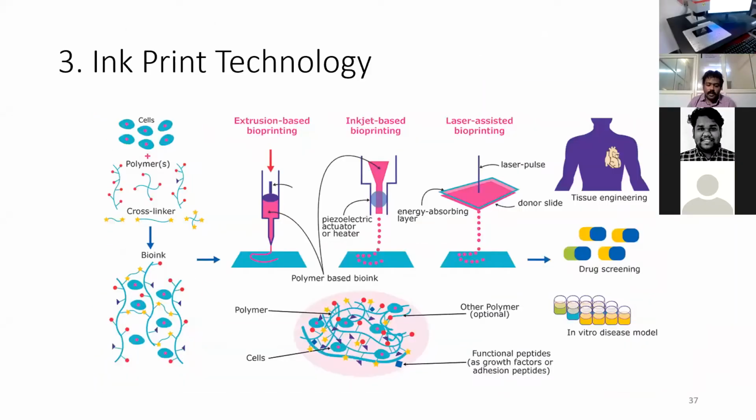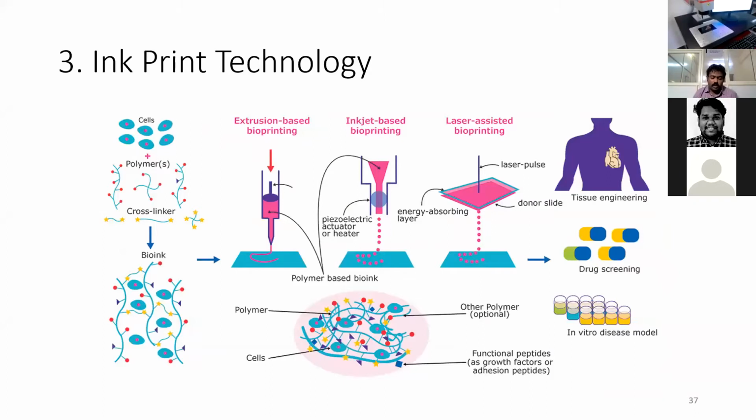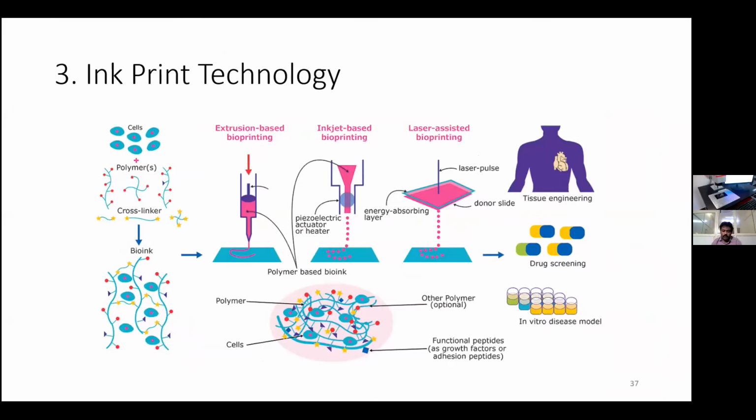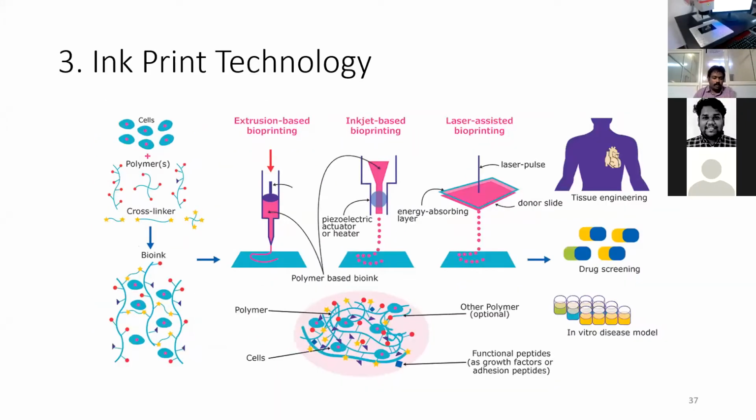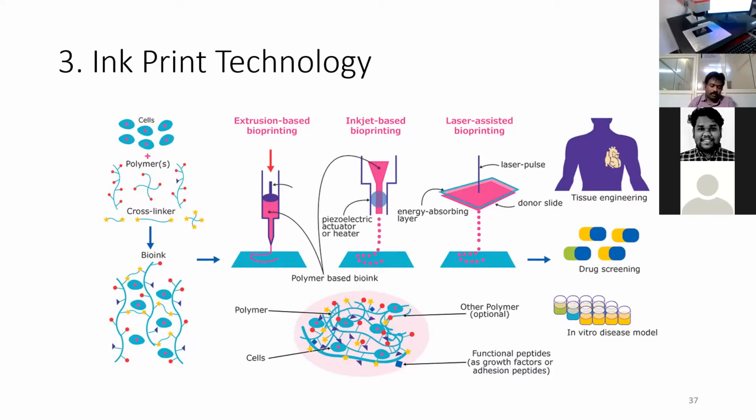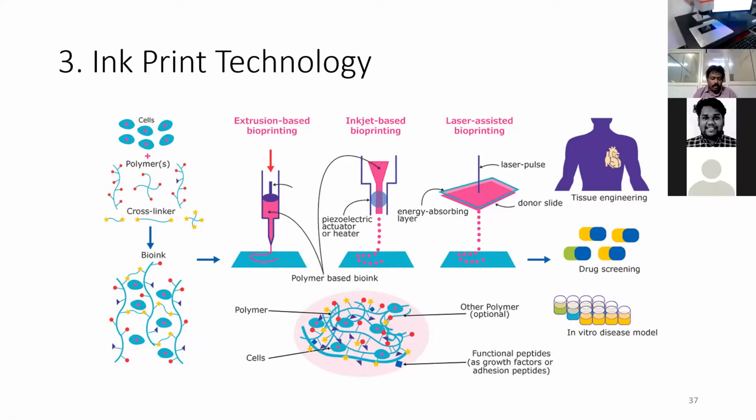So printed circuits use imprint technology, because imprint technology is one of the easiest techniques you can use to make them. You need to have an ink, and extrusion based bioprinting is also possible, inkjet based bioprinting also possible, laser assisted also possible. So extrusion based printing means you take a syringe and give pressure wherever you want to have these traces. So that will be done.